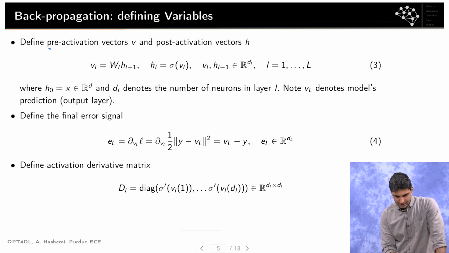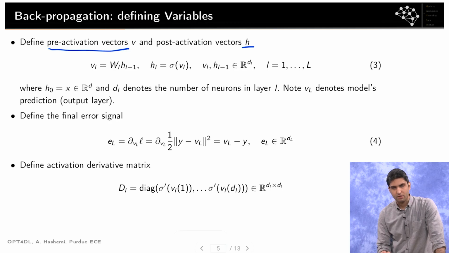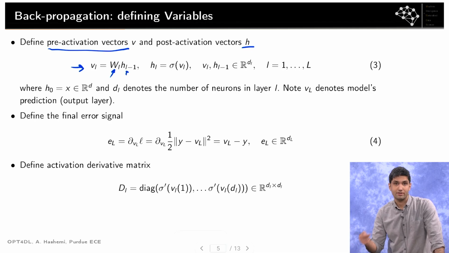I'm going to define the pre-activation vector, and I'm going to call that V, and also the post-activation, I'm going to call that H. Okay. So mathematically, this is what I'm doing. Pre-activation is basically the weights times the output of the previous layer, which is the input to layer L that I'm considering here. And then I take this pre-activation vector and apply my activation function, let's say ReLU, such that I can get the post-activation vector. Okay.